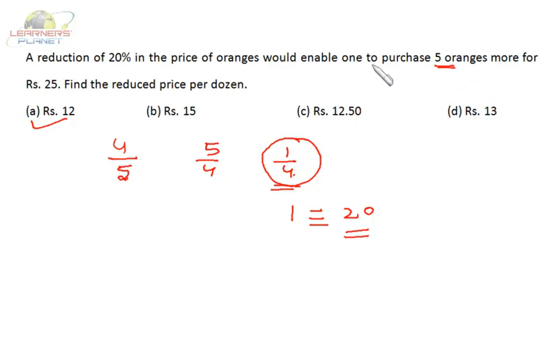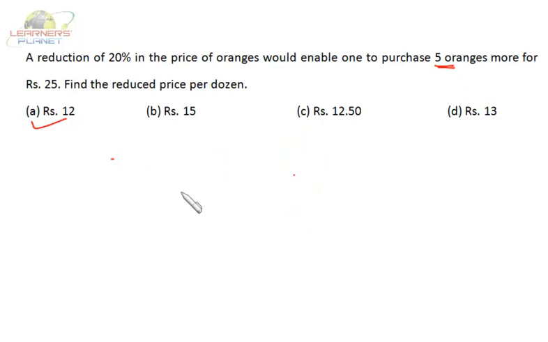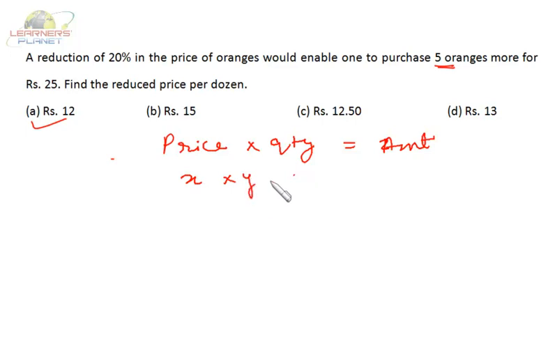Just a moment. Suppose here it is price and it is quantity. So price into quantity is the total amount, which is 25 over here. So let the initial price be x, the initial quantity be y, and the amount is 25. Now the price has been reduced to 80%, so the new price is 0.8x and the new quantity is y plus 5.